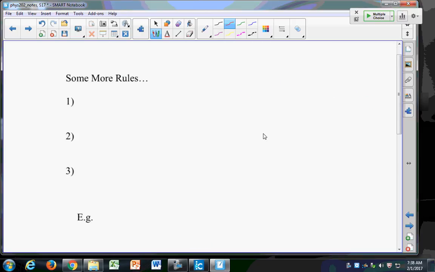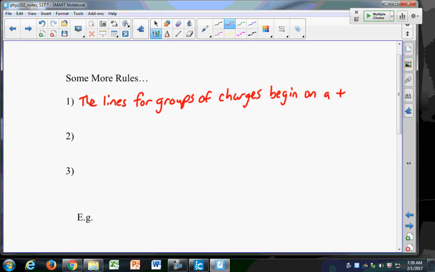All right, some more rules. The lines for groups of charges must begin on a positive charge. I'll draw pictures for these, so if the words don't make sense to you, the pictures will. The lines for groups of charges begin on a positive charge, or plus Q, if you want to abbreviate it. They begin on a positive charge and end on a negative charge.